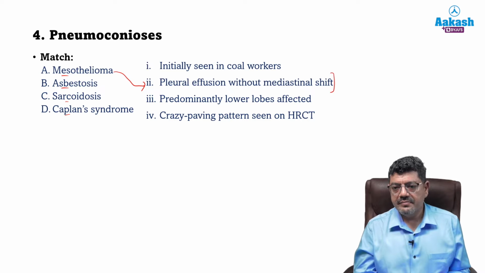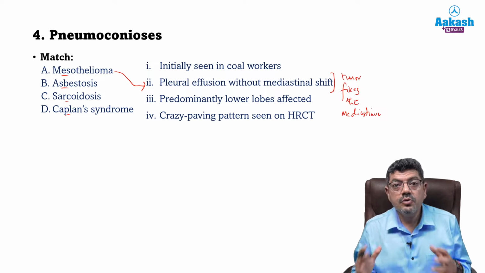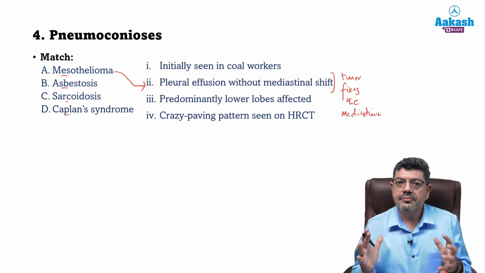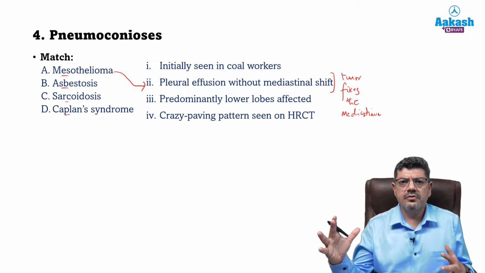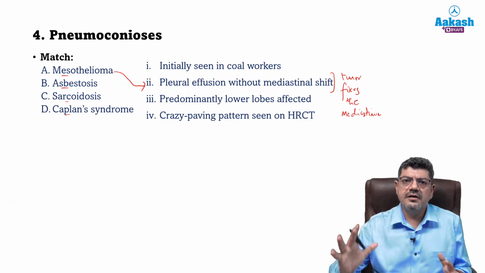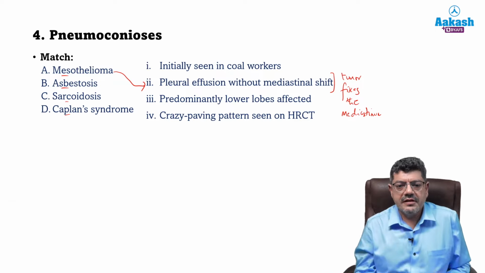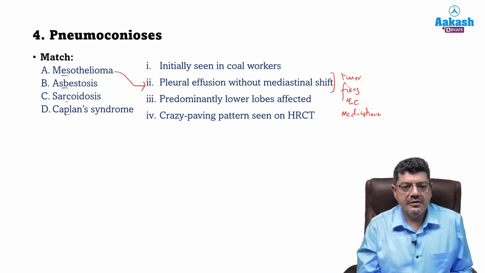Very, very important. Why? Because the tumor fixes the mediastinum. It's a pleural tumor, right? So a pleural based tumor, very fibrous in nature. So it fixes the mediastinum. Even with a massive pleural effusion, it will not allow the mediastinum to shift to the opposite side. Okay, so that's mesothelioma. In asbestosis, predominantly the lower lobes are affected.